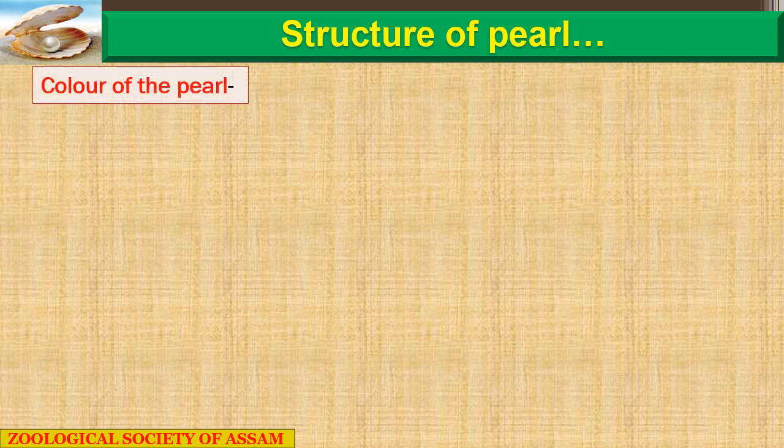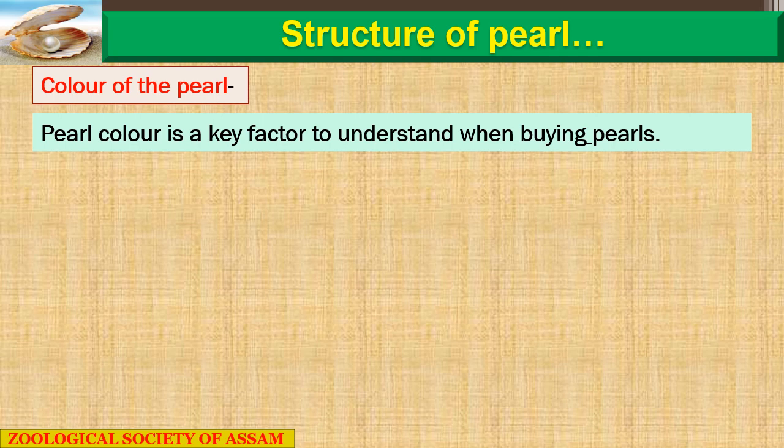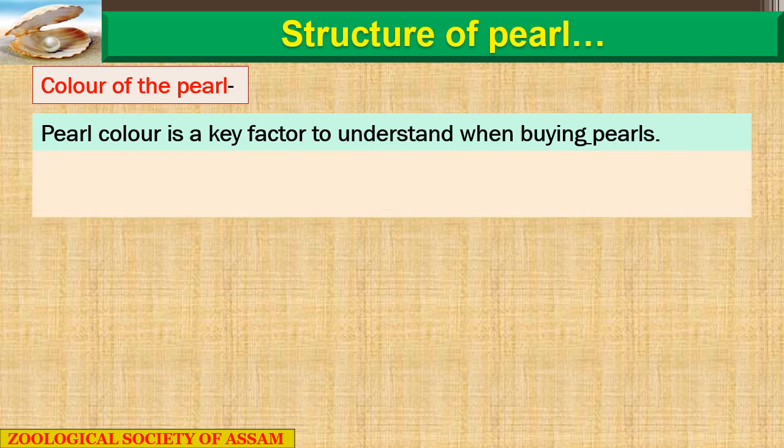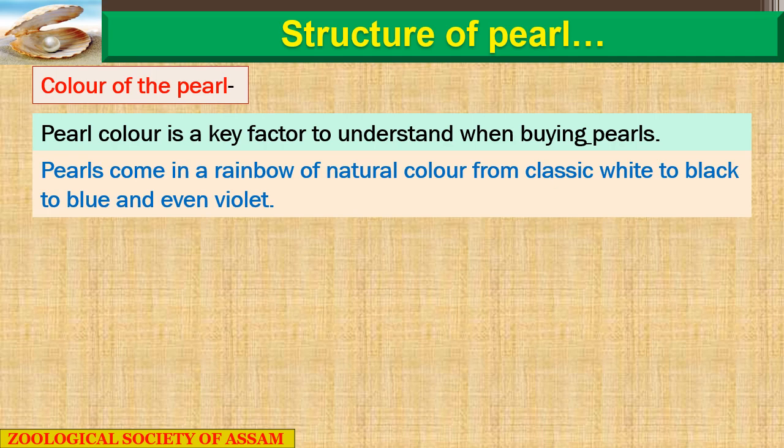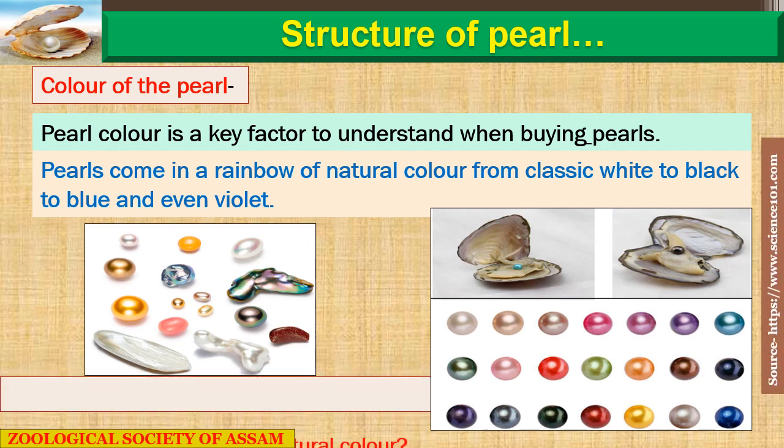Color of the pearl. Pearls come in a rainbow of natural colors from classic white to black, to blue and even violet. Pearl color is a key factor to understand when buying pearls. The diagram shows the different colors of the pearls, but how does a pearl acquire its natural color?